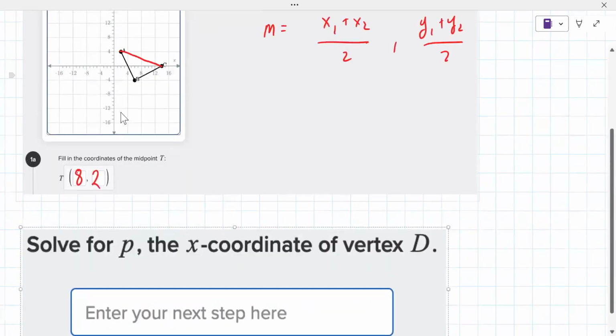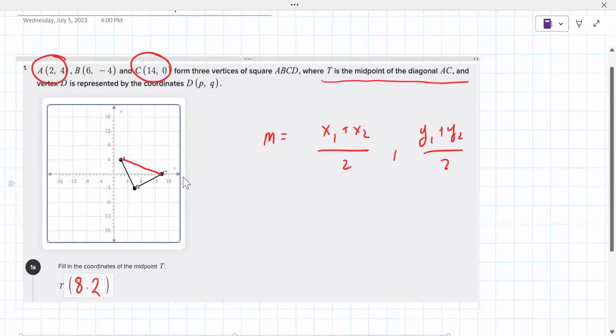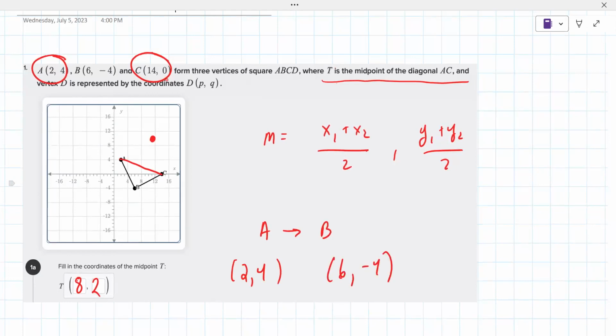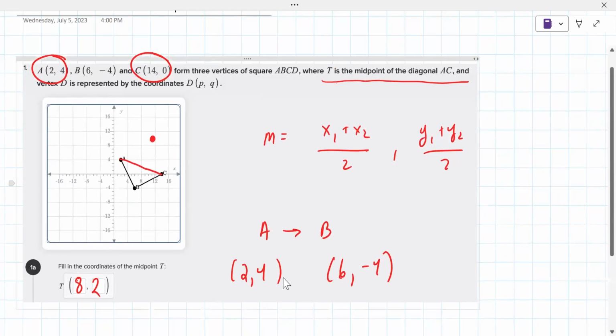So they want you to solve for P, the X coordinate of the vertex D. So what they're trying to get at is, where is this other point? And this is pretty tough. What you need to do is figure out how to go from A to B. So I want you to figure out the rule here for X and Y to go from A to B. Like what's happening with the X values? What's happening with the Y values?